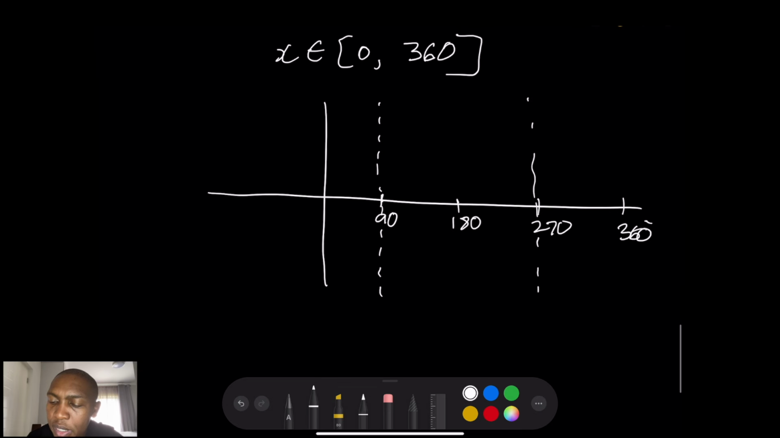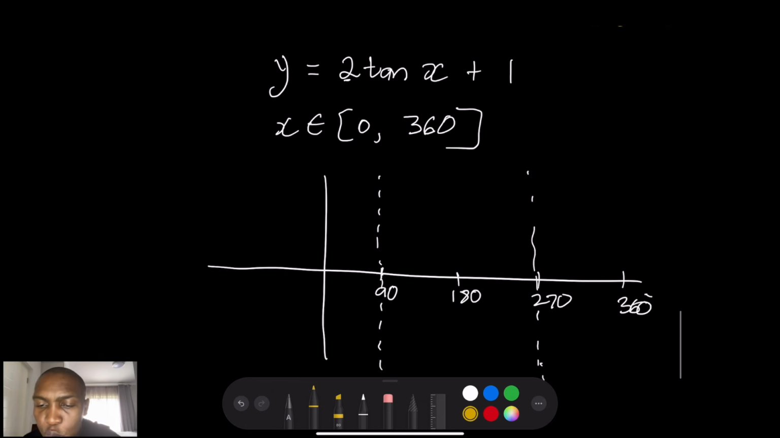and 270, right? Now, I know my tan graph always starts at, please note, in this case, tan of 0 is 0. So 2 tan 0 would give us 0 plus 1. So it means that now, instead of our graph starting at 0, it would start at 1. So y at 0 would be 1. And then of course we know that tan of 90 is undefined.